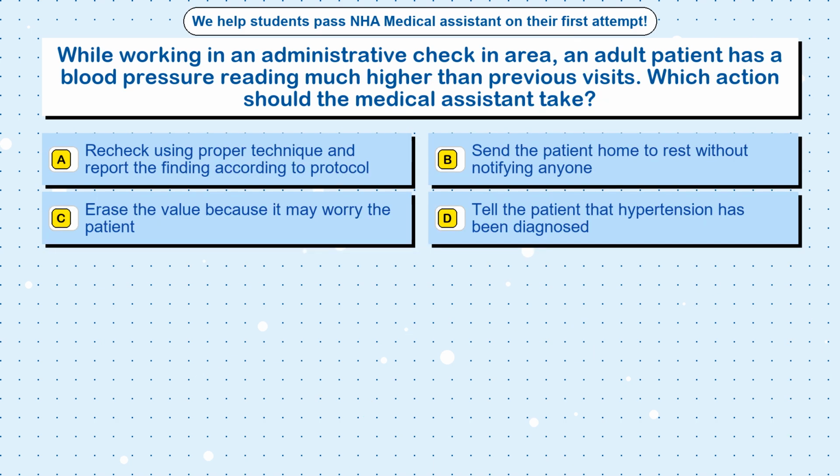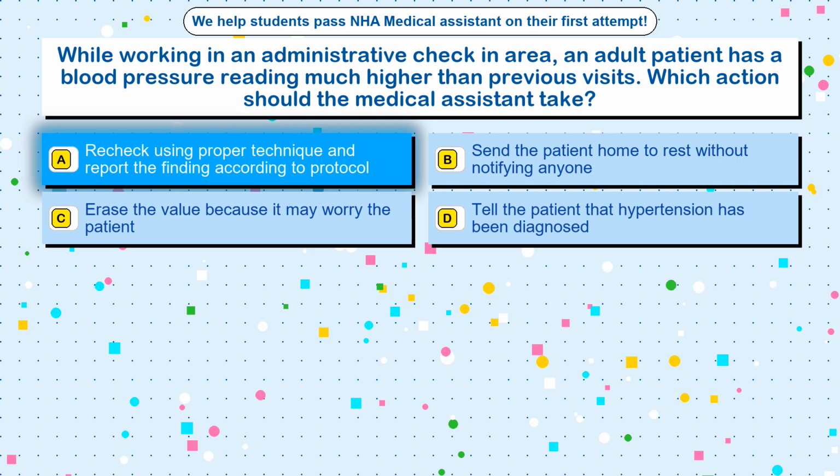Question 13. While working in an administrative check-in area, an adult patient has a blood pressure reading much higher than previous visits. Which action should the medical assistant take? Option A. Recheck using proper technique and report the finding according to protocol. Option B. Send the patient home to rest without notifying anyone. Option C. Erase the value because it may worry the patient. Option D. Tell the patient that hypertension has been diagnosed. The correct answer is option A.